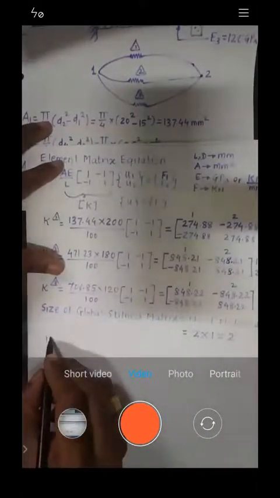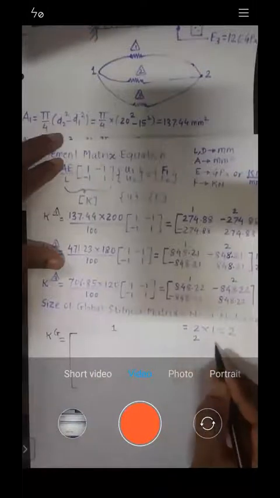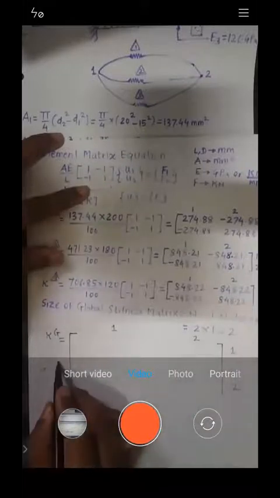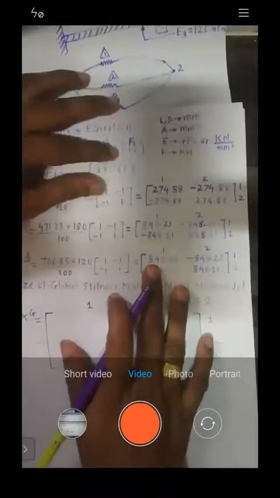So if I need to write down the global stiffness matrix, Kg, I need 2 rows and 2 columns, right? Clear? So this is your global stiffness matrix. Now simple, you know that it is 1 2 1 2, so just pick that and place it here. Let me pick the first matrix, 1 2 1 2. It's straightforward.